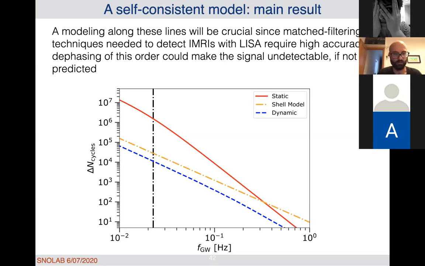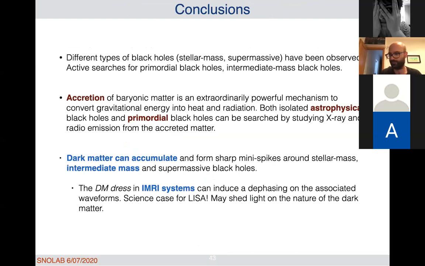So this is one of the reasons why it is very important to study this problem, and I consider it a very promising avenue towards really detecting the dark matter in this peculiar way around intermediate mass black holes. So I think it's time to wrap up. These are my conclusions.